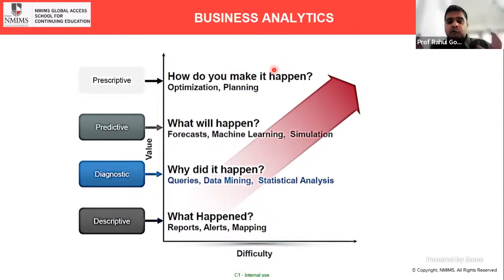And we'll see what we mean by raw data, what we mean by the final output, and how those final outputs are then used by the functional team. But when we talk about business analytics, we basically talk about four stages. It's a progressive process, right?